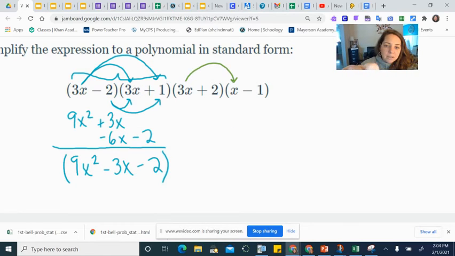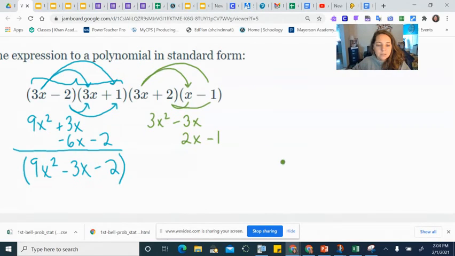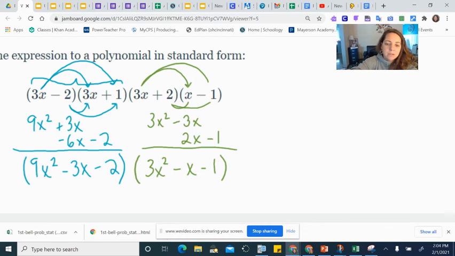I'm going to do the same idea. 3x times x, 3x squared. 3x times -1. 2 times x. You know what? I'm going to put it down here to line up my like terms. And then 2 times -1. 3x squared minus x minus 1.